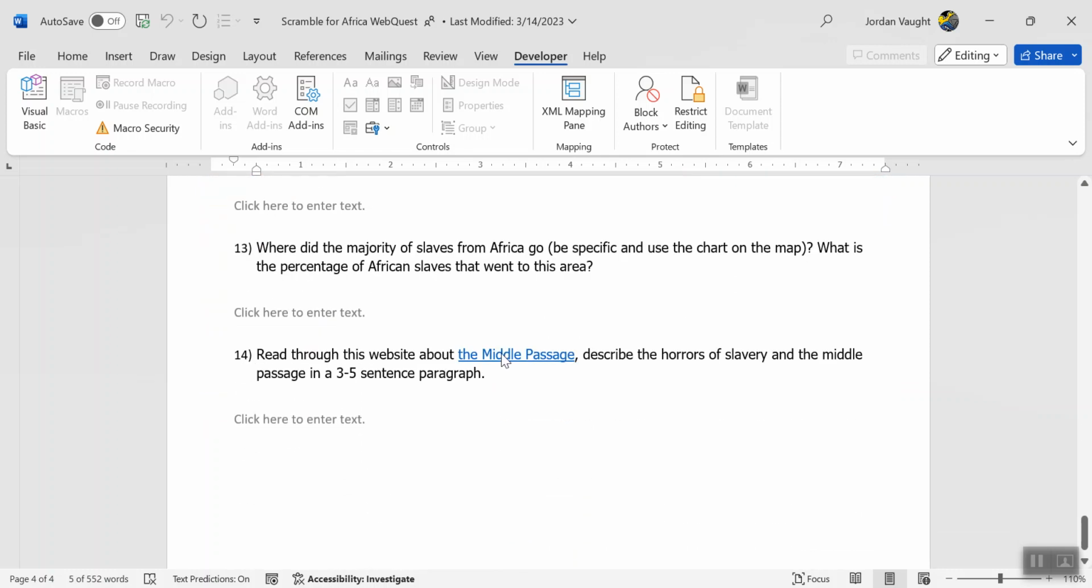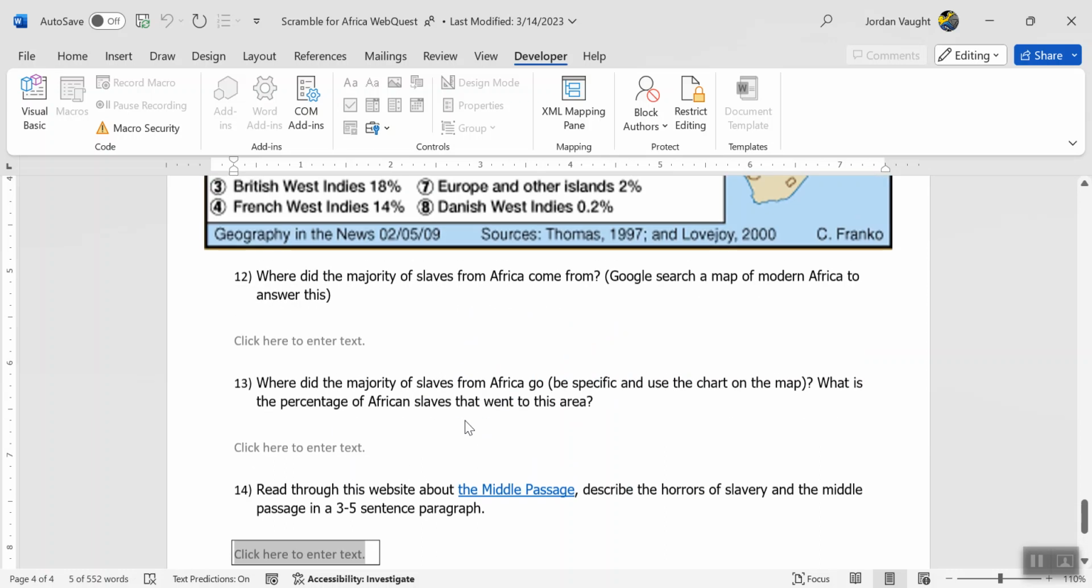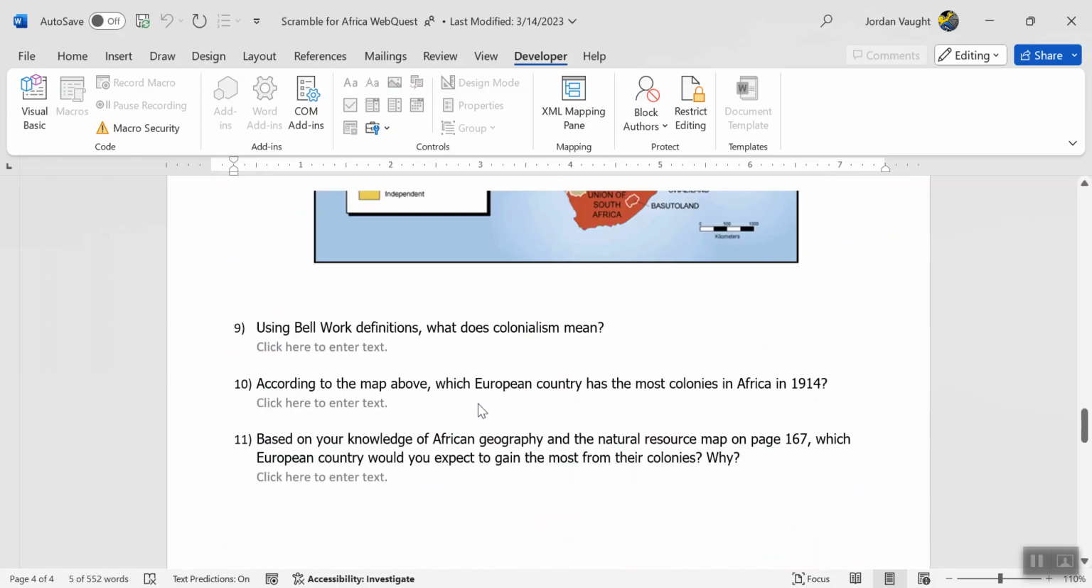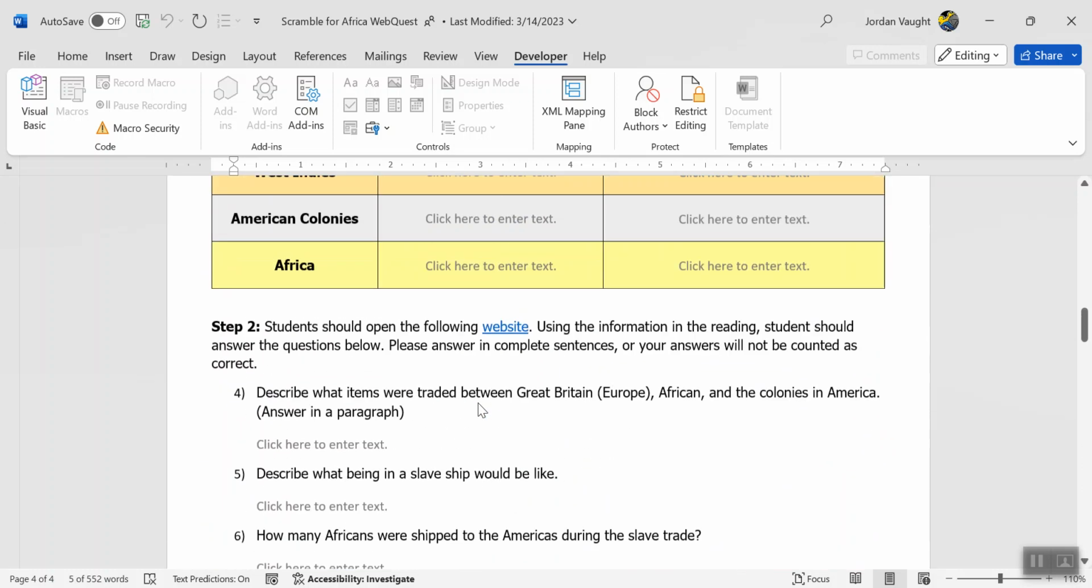And then back down here, we have one more website for you guys to use to kind of describe the horrors of slavery and what it was like to be part of that middle passage. Remember, it is 3 to 5 sentences, so not like a big paragraph, but overall, just kind of sum it up. What were the slaves going through when they were traveling on the slave ship? Okay, so get all that kind of stuff working.